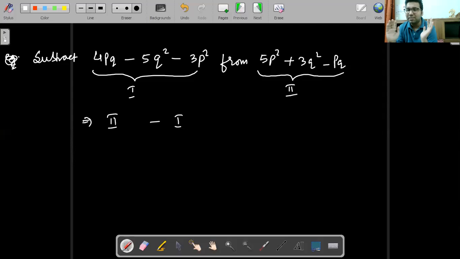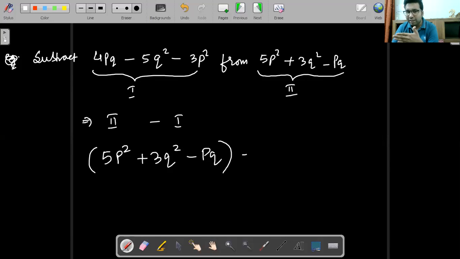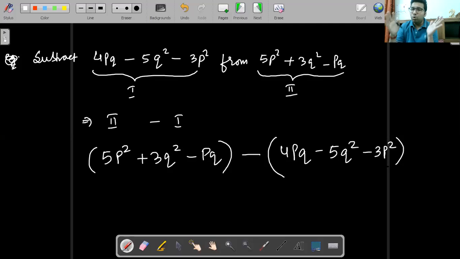First put the brackets. First we close the doors and end the internal conflicts. So the first kingdom will be 5p square plus 3q square minus pq. Kingdom closed. Then a minus sign. The second kingdom with the gates closed is 4pq minus 5q square minus 3p square. Now both the kingdoms have their gates closed. Now in the next step we will open the gates.